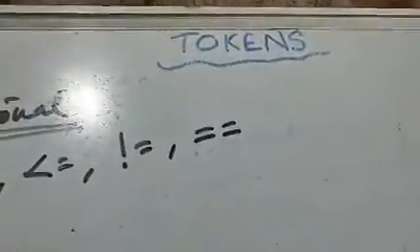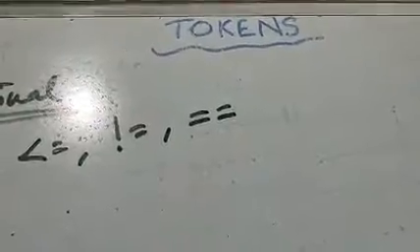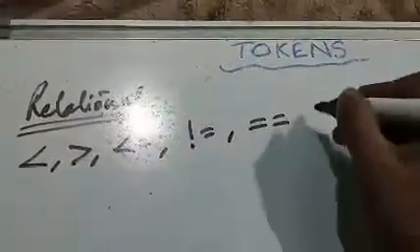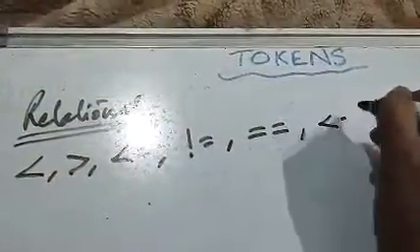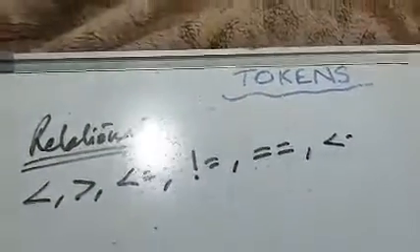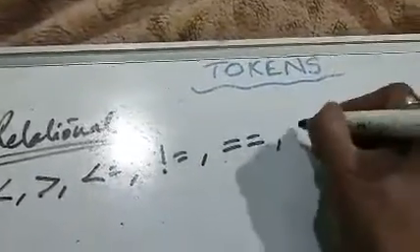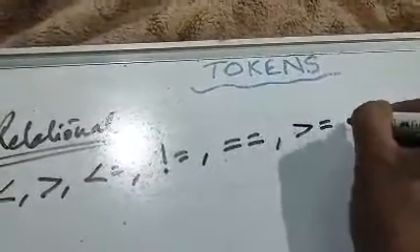This is the double equal to sign. Double equal to checks whether the first operand is equal to the second operand or not. Then you have less than or equal to, which I already gave. Then we have greater than or equal to, which I did not give yet. So these are the relational operators.